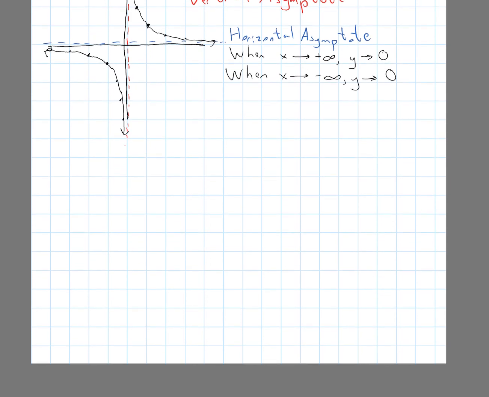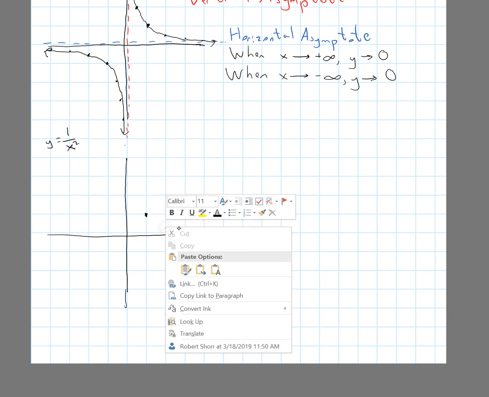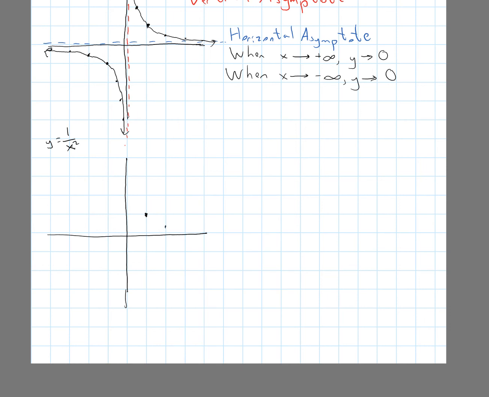So I want to show us one other thing here. If we graphed y equals 1 over x squared, here the x is squared. Put a t-chart here. When x is 1, y is 1. When x is 2, y is a fourth. When x is 3, y is a ninth.